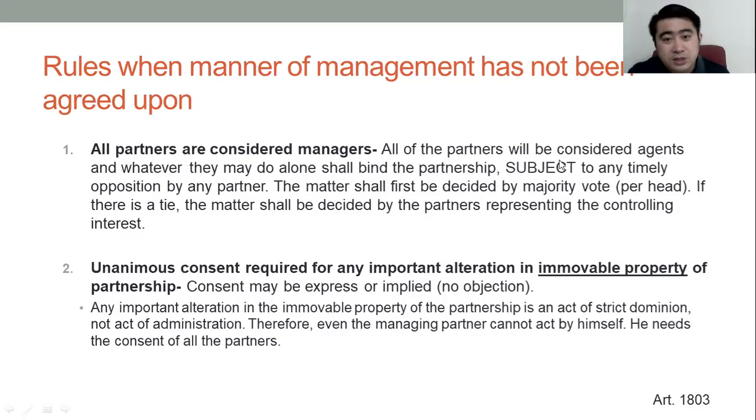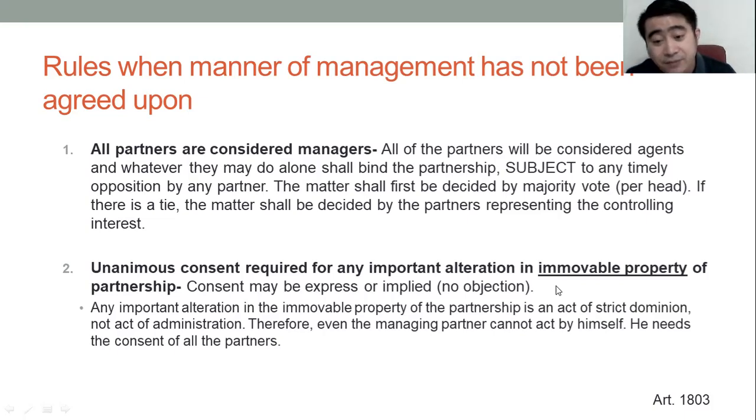So what are the rules when the manner of management has not been agreed upon? Posible ba, class, na sa isang partnership walang designated kung sino yung managing partner? Yes, it's possible. Pag ganyan, all partners are considered managers. All right? All of the partners will be considered agents, and whatever they may do alone shall bind the partnership, subject to any timely opposition by any partner.